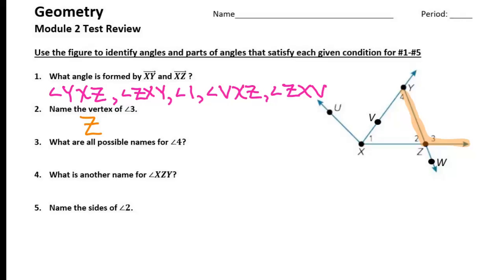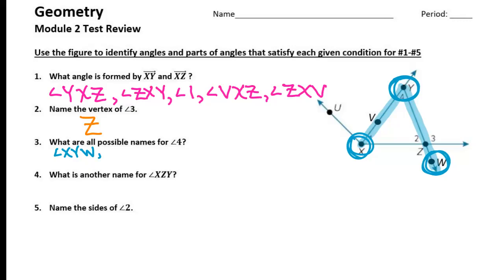What are all the possible names for angle 4? Let's go find angle 4. Here's angle 4. What is one possible name we could give to that angle? X, Y, W. That would absolutely work. Angle XYW.